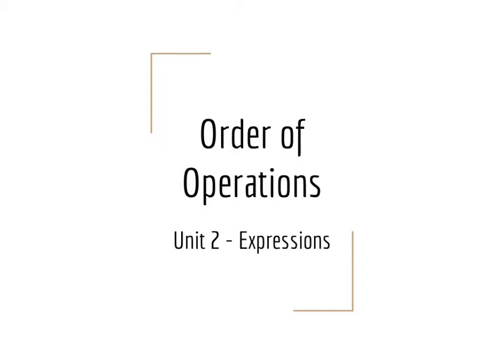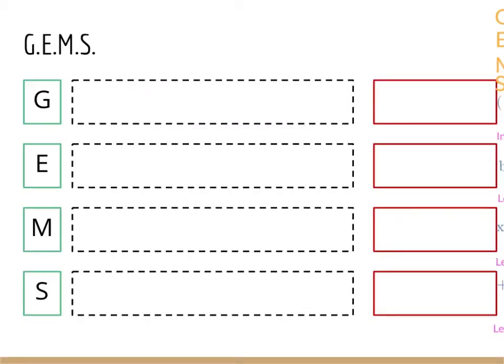So let's go ahead and get right into it. Make sure you've got your calculator with you, and let's get started now. We're going to start by talking about the acronym that we're going to be using to solve the order of operations. We're going to be using the acronym GEMS.